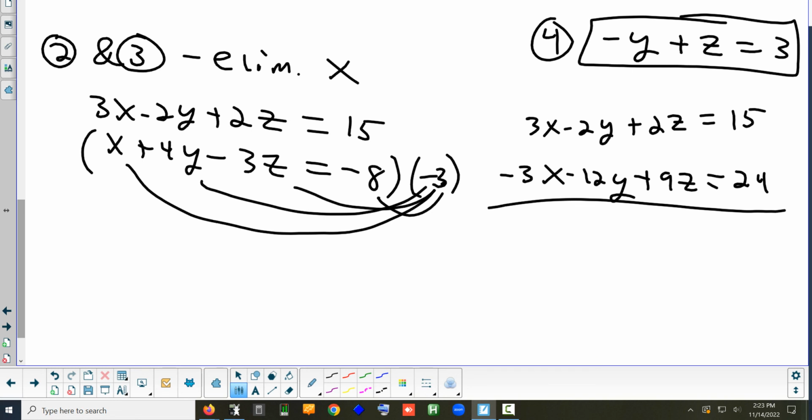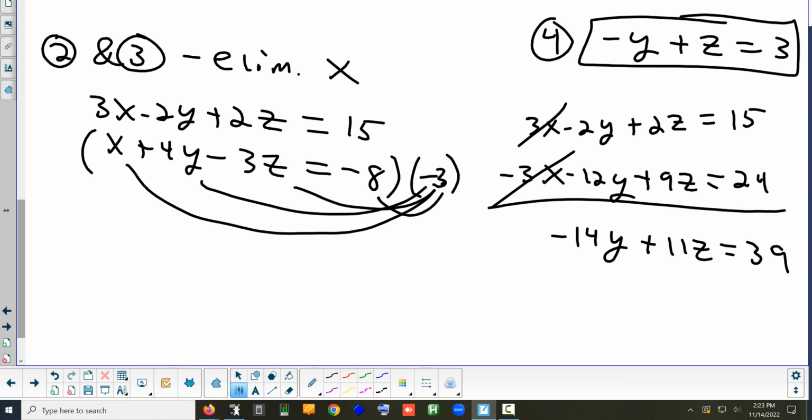Okay, so now we add these up. Negative 3x, positive 3x, those are going to cancel out. So we got that. Now we're going to add up the y's and the z's, and that's going to give me equation number 5. What's negative 2x and negative 12y? Okay. 2z and 9z, 11z, and 15 plus 24, 39.